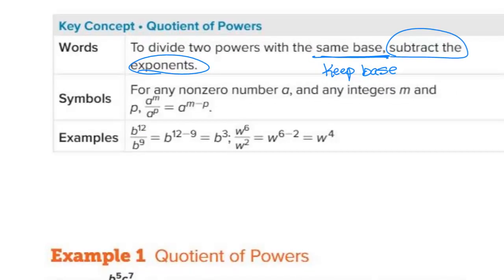So they give us a couple of examples. B to the 12th divided by B to the 9th. You keep the B and you subtract. 12 minus 9 gives you B to the 3rd. W to the 6th divided by W to the 2nd. You keep the base, same base, and you subtract the exponents. 6 minus 2 becomes w to the fourth.